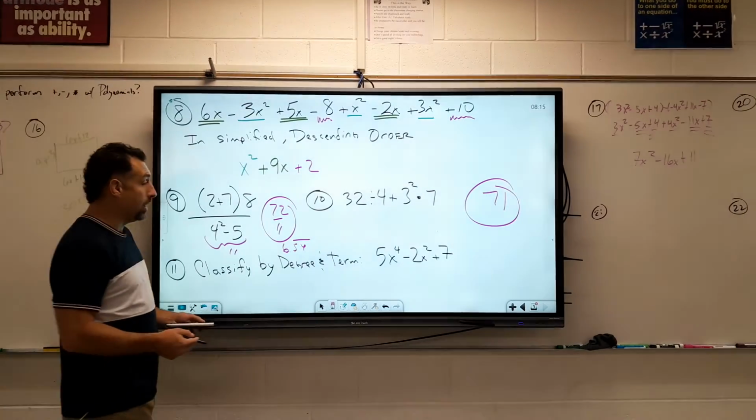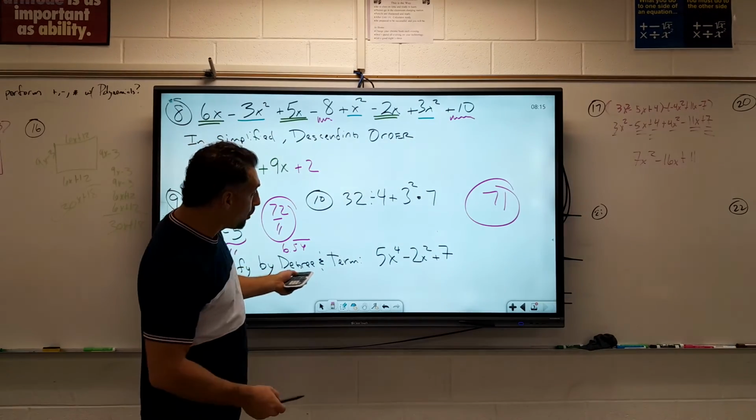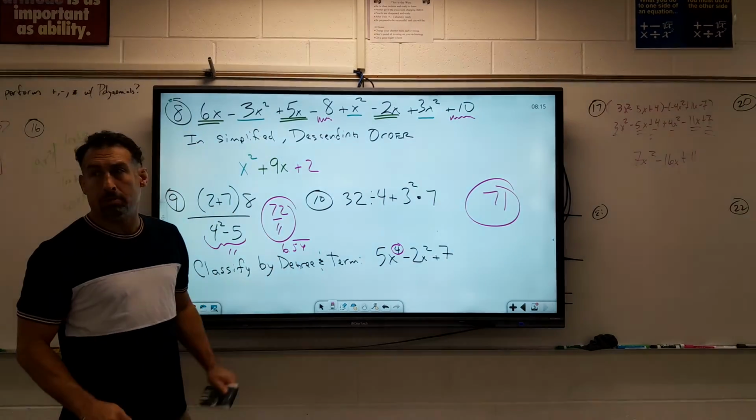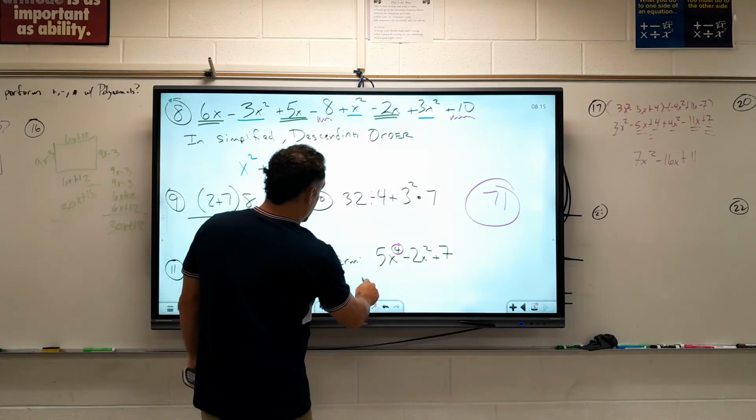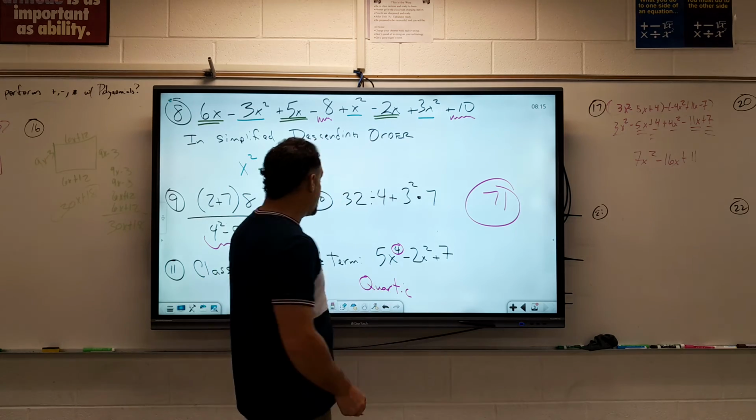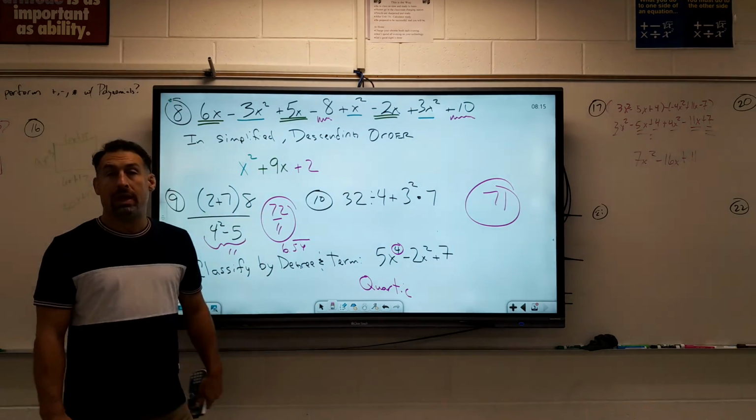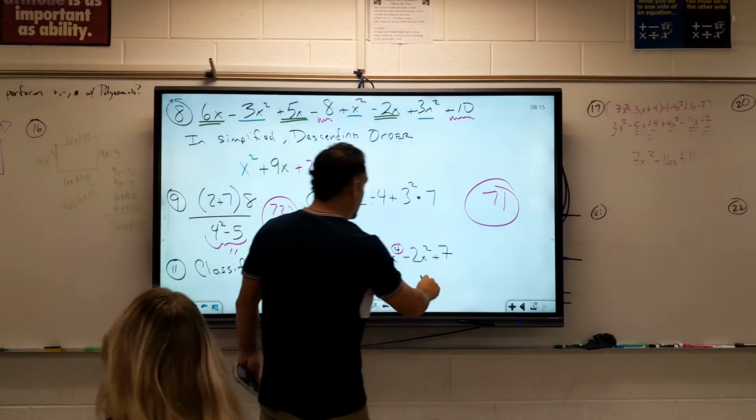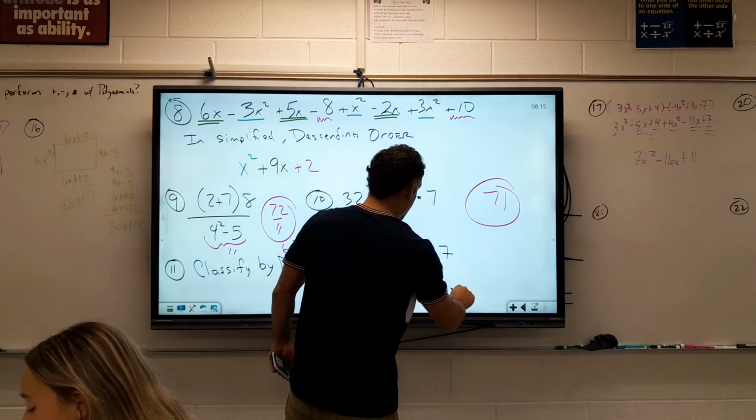All right, based on degree, this has a power 4. The highest degree for the polynomial is power 4. That is called a quartic. Based on number of terms, how many terms do we have? 3, so trinomial. It is a quartic trinomial.